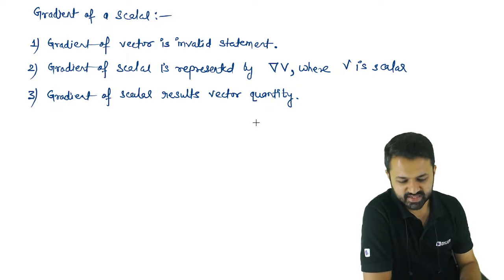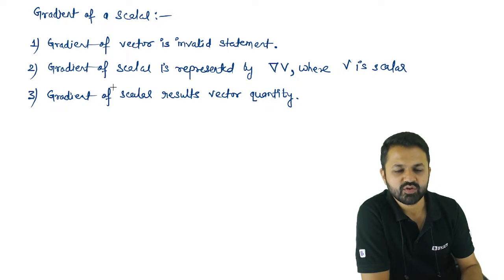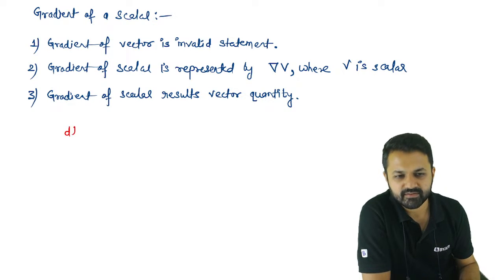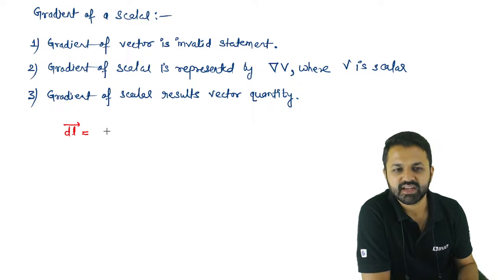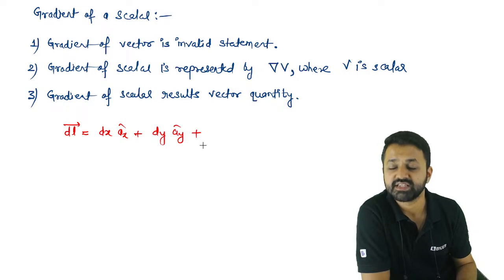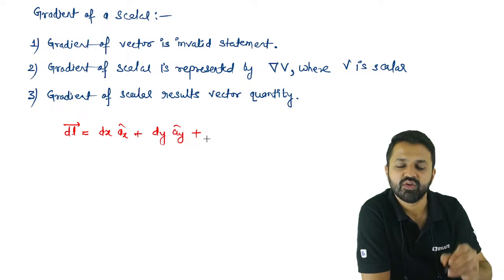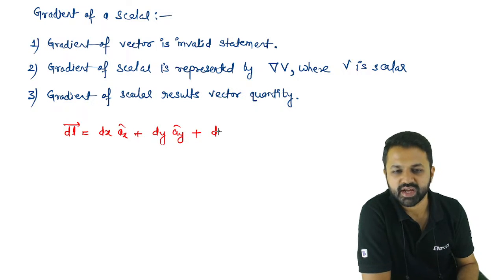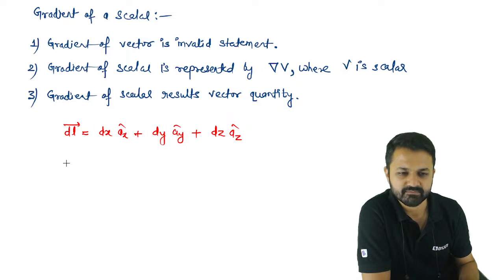Okay, so these are the three things that you should know. And now to write the gradient of a scalar in the different coordinate systems, you should remember the differential length. As I said yesterday also, the differential length is very important to write the differential surface and differential volume, and now I am saying that it is important to write the gradient also. So this is the differential length in the Cartesian coordinate system.